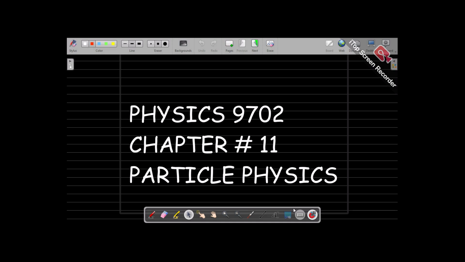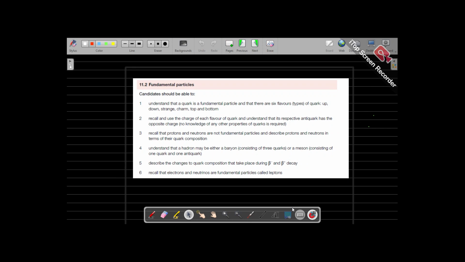Assalamu alaikum. In the previous lesson from Physics 9702, we have covered 11.1 that is going to serve as the prerequisite for 11.2, in which we are going to learn more about a fundamental particle, specifically quarks. So let's get started. These are the learning objectives we'll be covering.